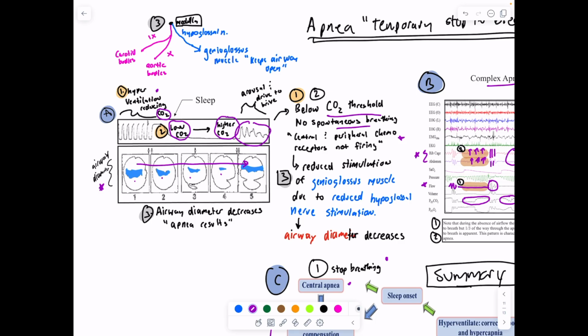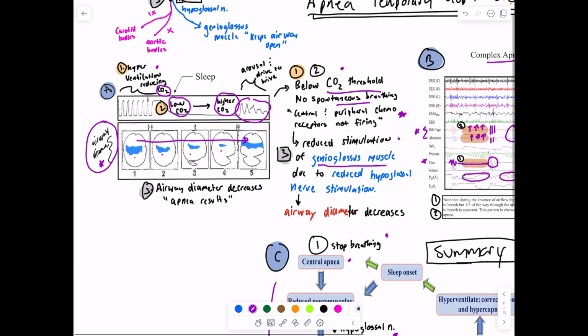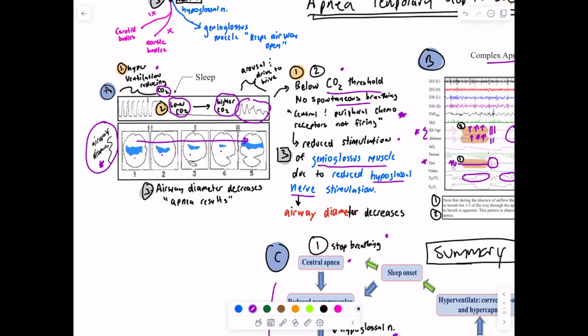And so the idea is that after hyperventilating, you have low CO2, so your central and peripheral chemoreceptors are not being stimulated. That results in decreased stimulation of the medulla, and therefore decreased stimulation of the muscle keeping our airway open, called the genioglossus muscle, due to reduced hypoglossal nerve stimulation from the medulla, and so our airway decreases.